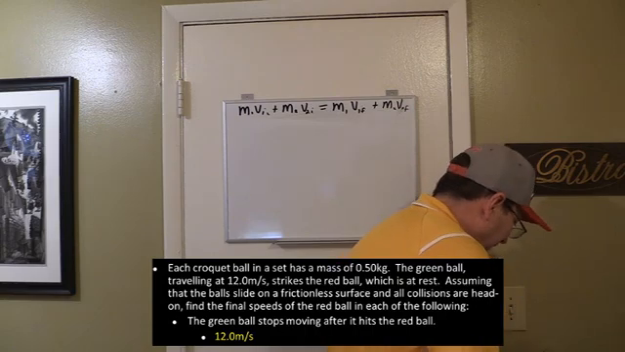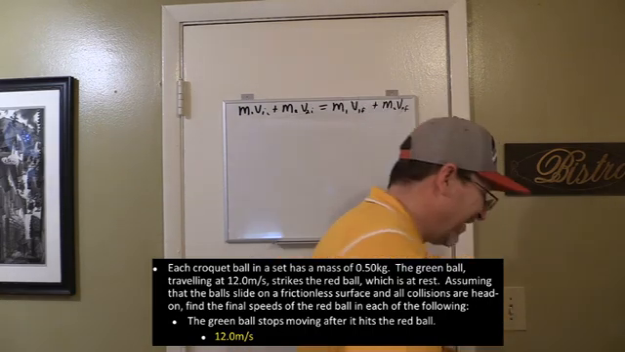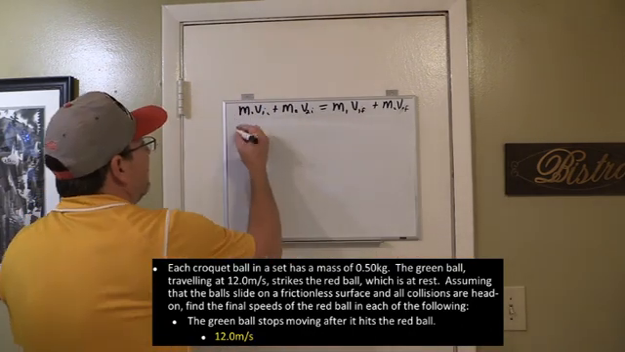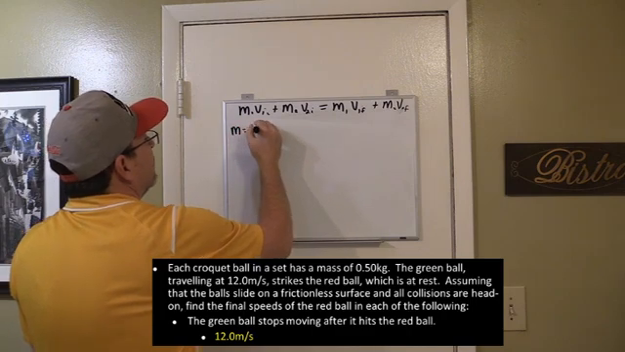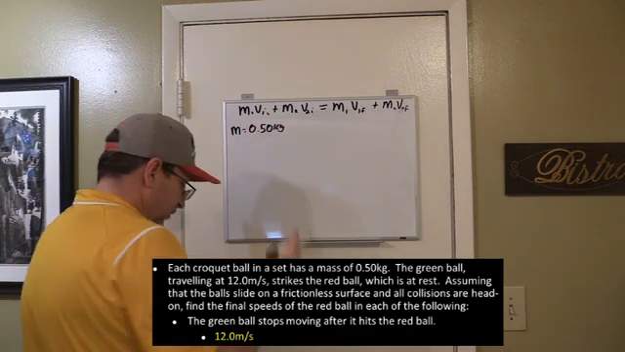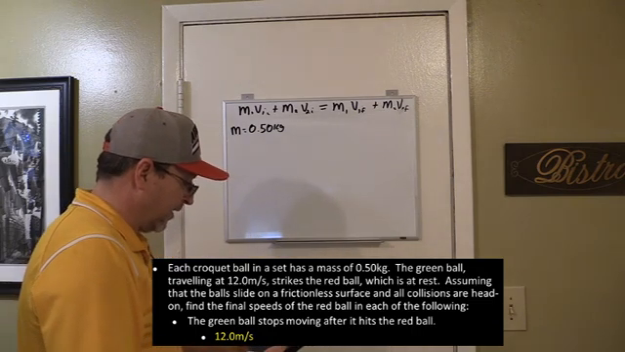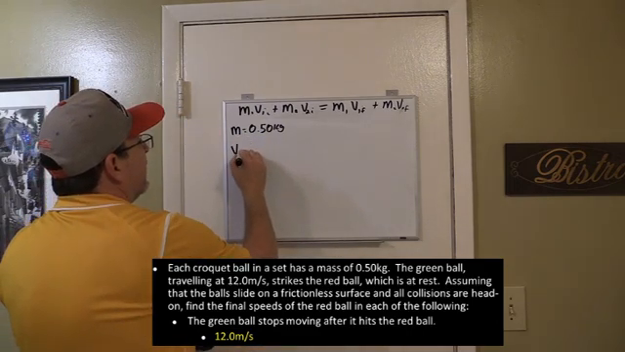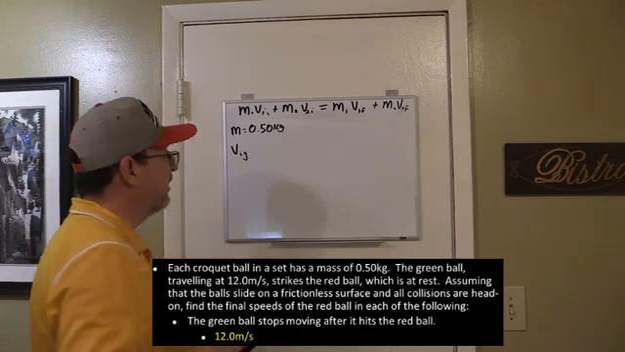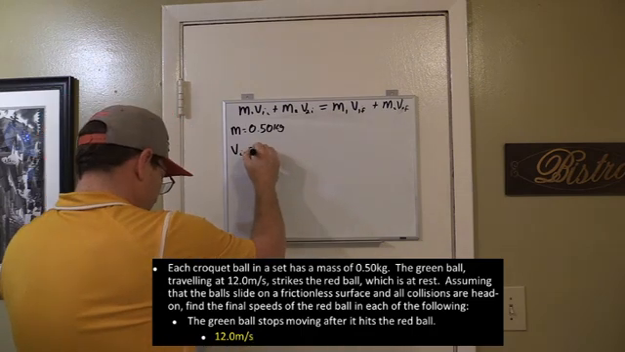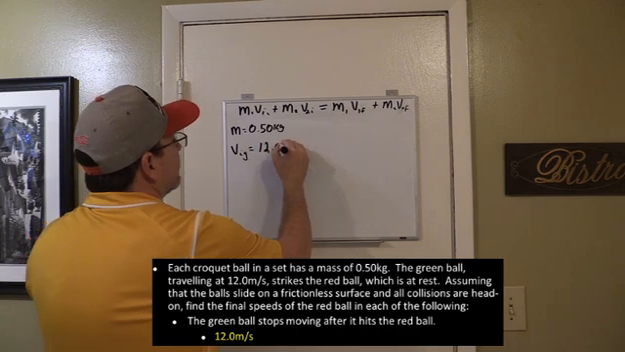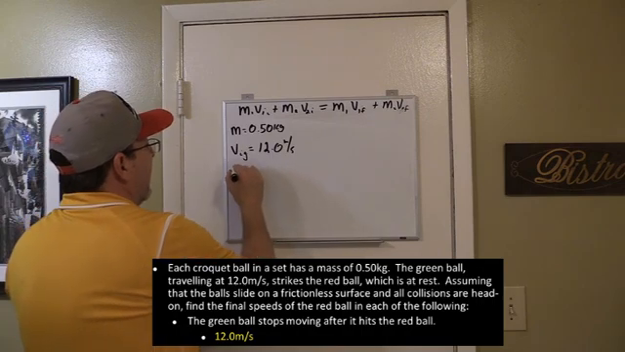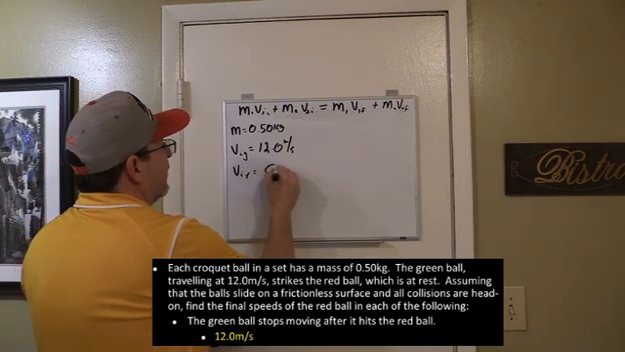All right, the next one, croquet ball. Croquet's fun, if you ever get to go outside and play that. Each croquet ball in a set has a mass of 0.5 kilograms. The green ball traveling at 12 meters per second, so velocity initial of the green ball is 12 meters per second, strikes the red ball, which is at rest. Velocity initial of the red ball.